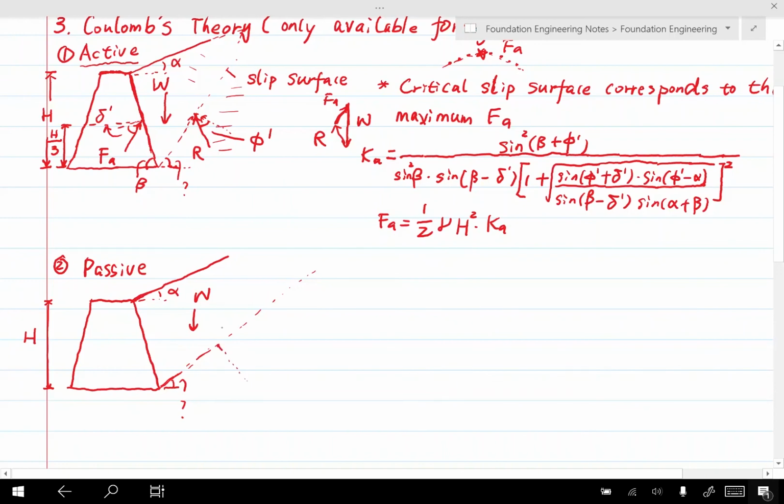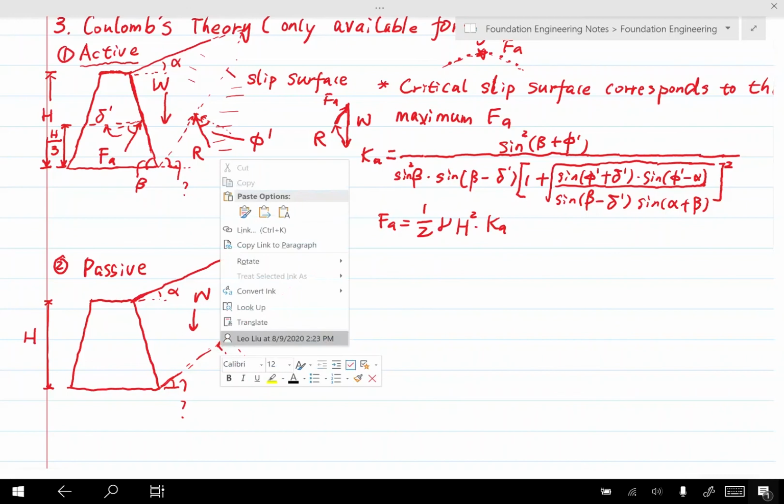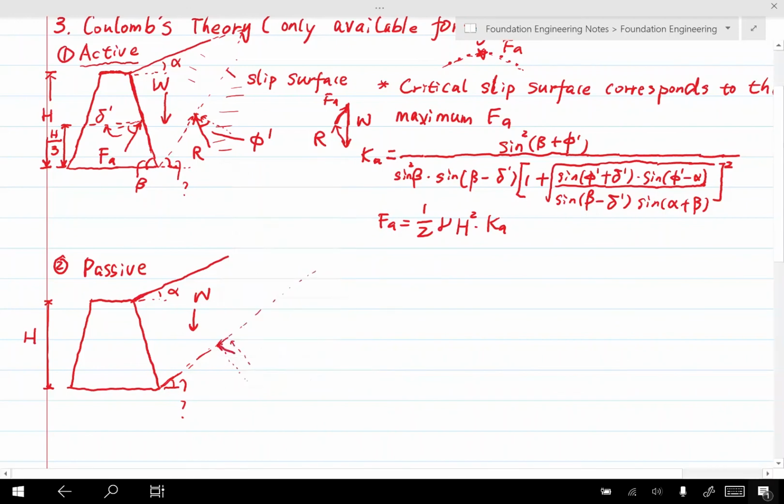Here, if the soil body wants to move upward, then the soil body below the slip surface will put a friction like this. Because of this friction and also the normal force, we put them together, we're going to get an R like this. This is R. And now this angle is phi prime. We said that is because it's friction between the same type of soil.